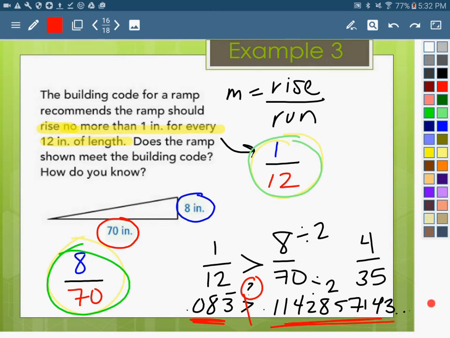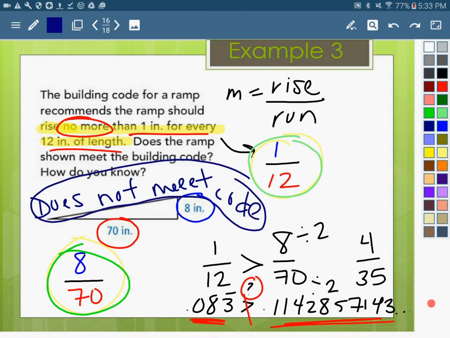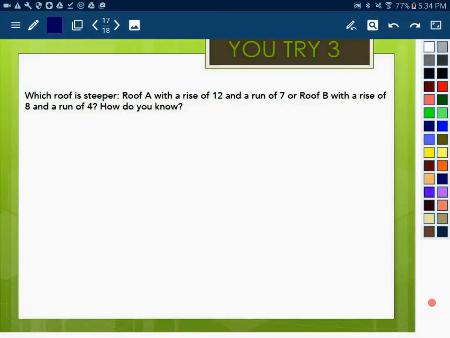And it says it has to rise no more than the following. So since the 1/12 is not greater than the 8/70, then this ramp does not fit the code. Does not meet code. Sad day for this ramp. It was not built correctly. All right, so now go ahead and try your U-Try.